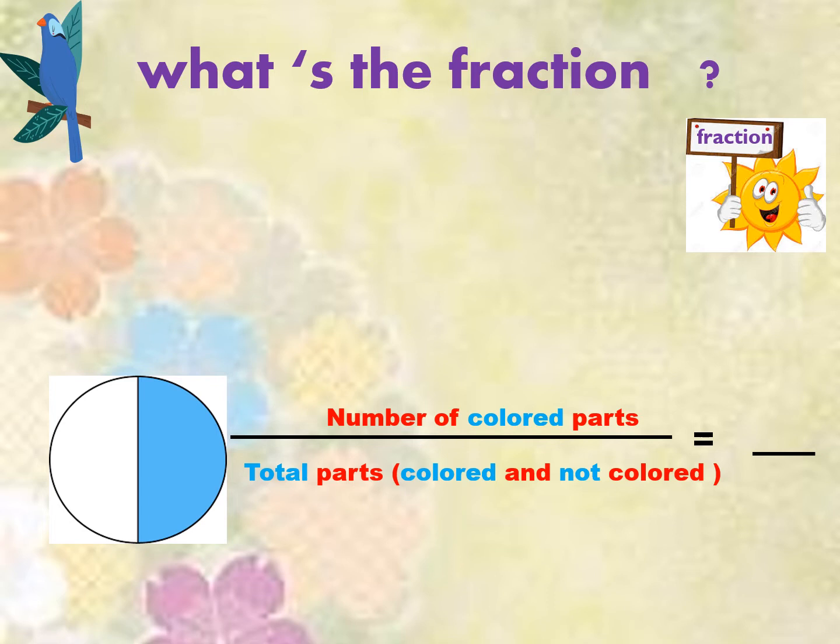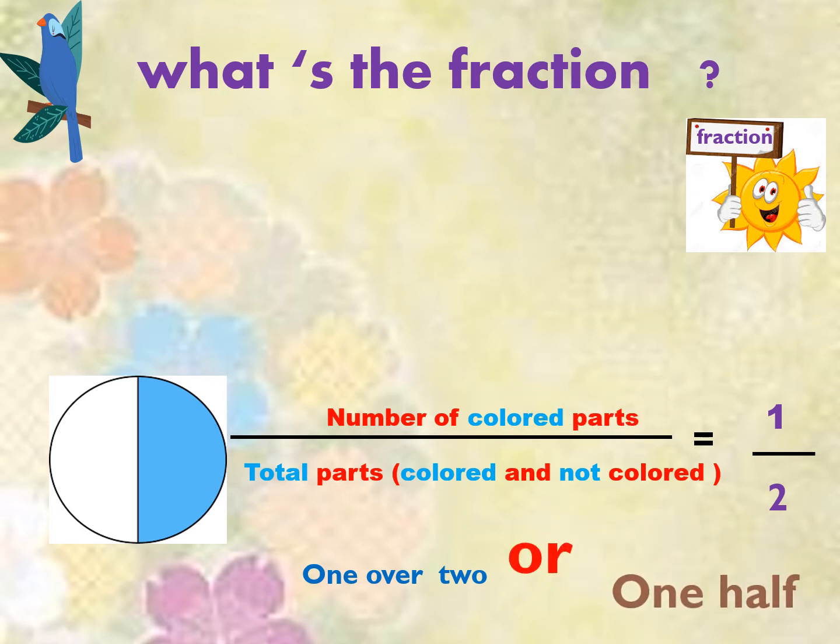So what can I write here? In the upper part, the number of the colored parts. Here, how many parts are colored? 1. And in the bottom, I will write the total parts, colored and not colored. Here it is divided into 2 parts, so the colored and not colored total is 2. So I say in the fraction 1 over 2, or one half.